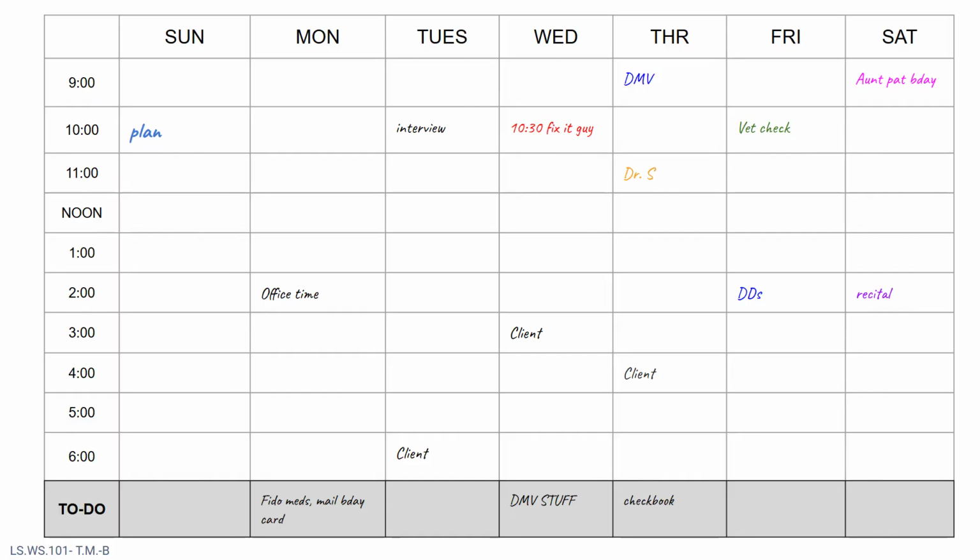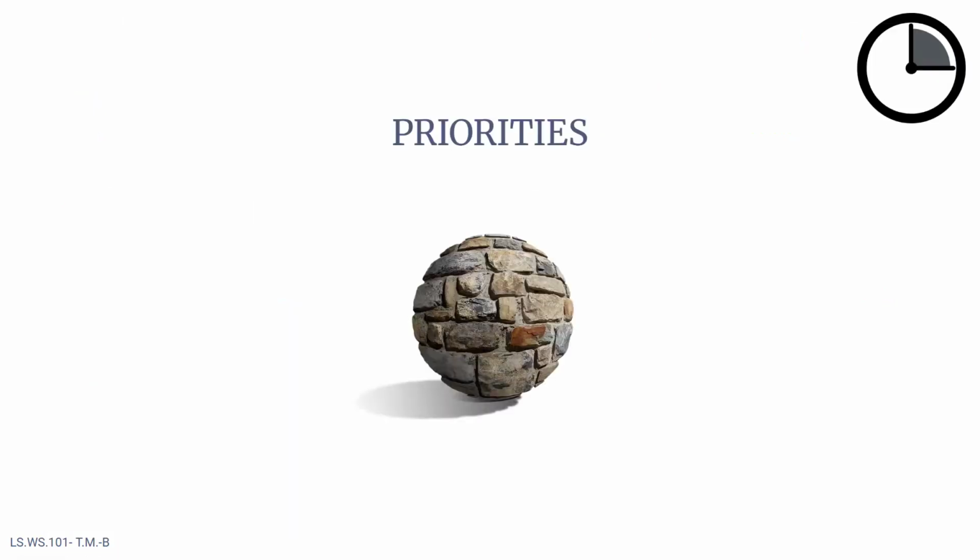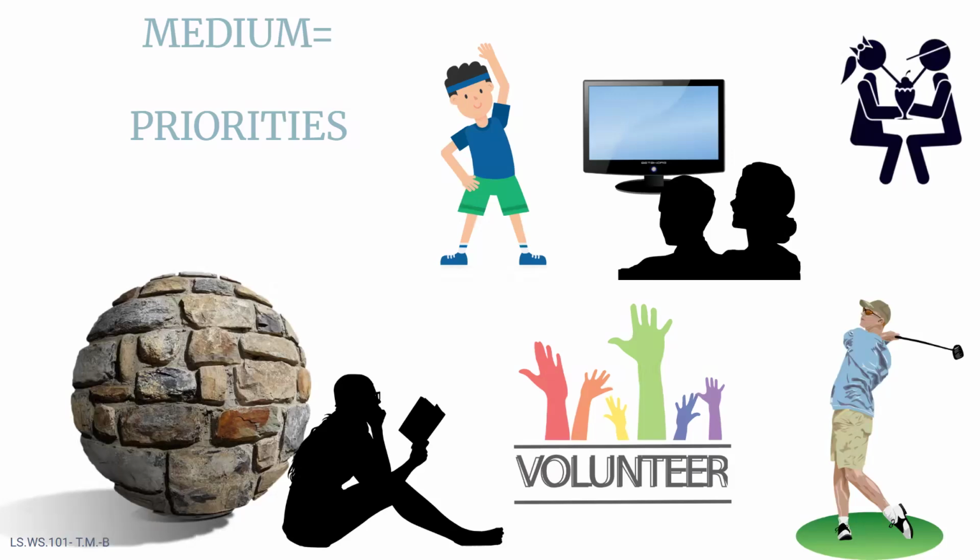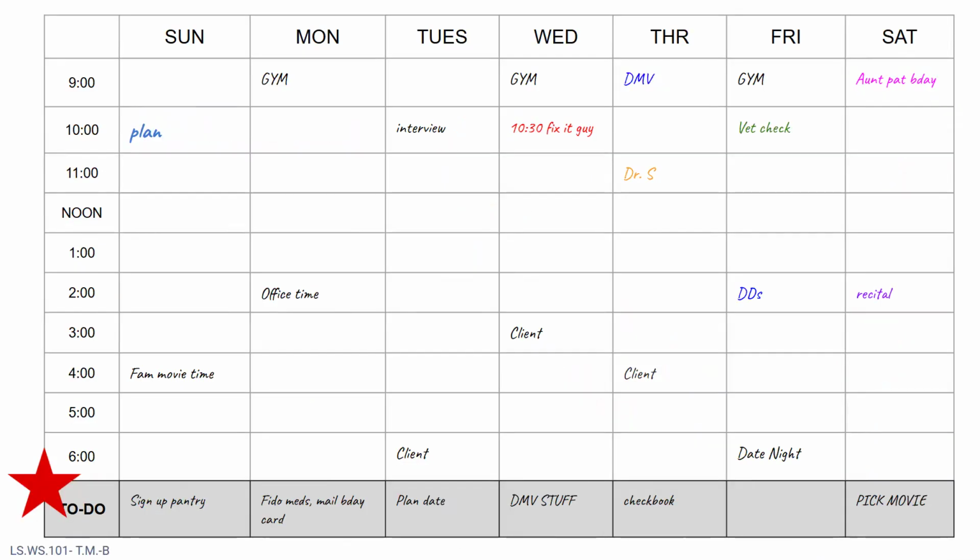So that's an example of doing your big rocks. Now your priorities, these are your medium rocks. Your medium rocks are going to be these. You want to exercise, you want to volunteer, you want more time to golf, maybe better, some date time in there, more time to read. And so we're going to now go and find times for you to plug those in. So your gym time is now going to be Monday, Wednesday, Friday.